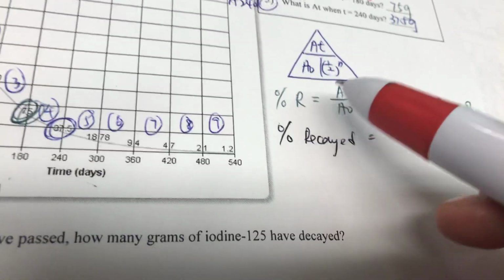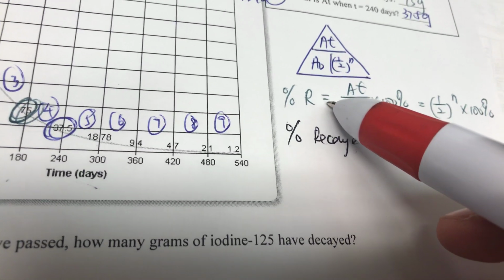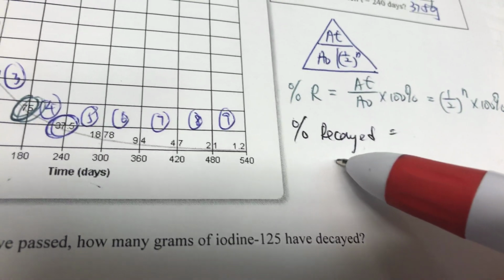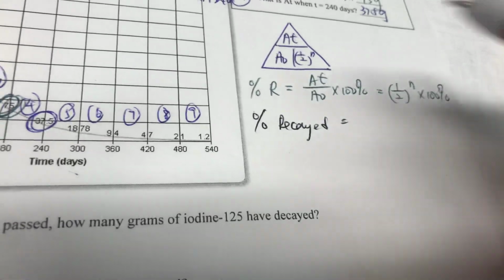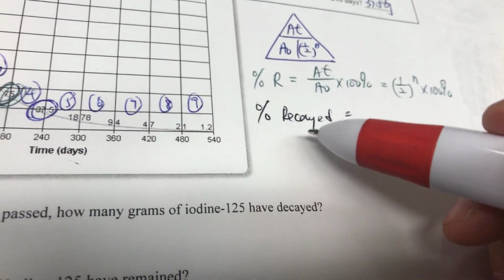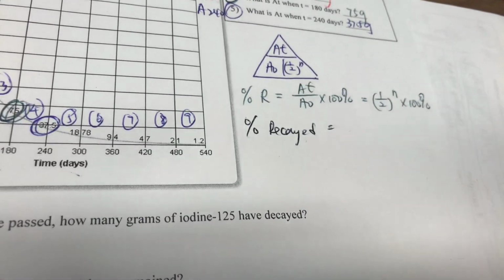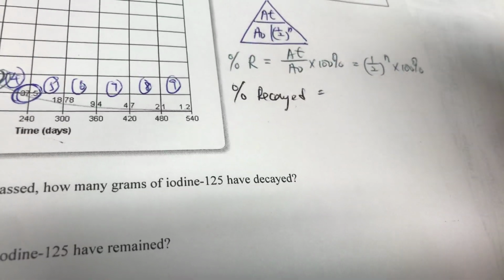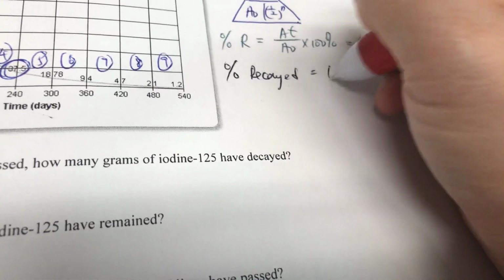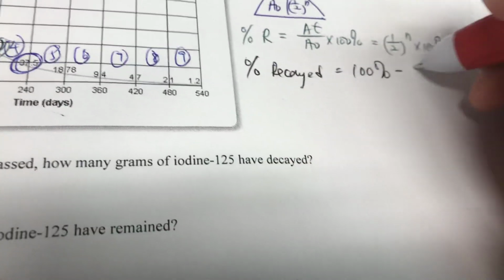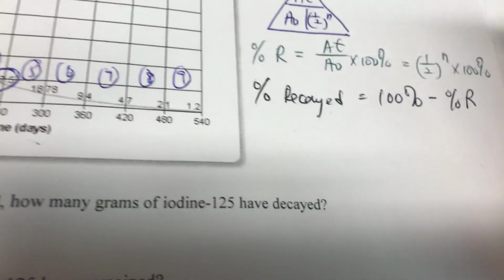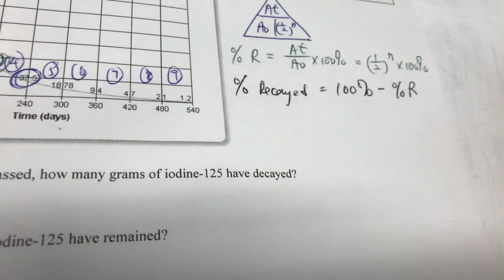So the same thing is here. You calculate your percent remaining. Now I want to find out how much is gone. So original number will be A0, but because we're using percentage, we can't use A0 because A0 is like grams. We have to use original amount. Original amount will be 100%. So we take original 100% minus how much remains in percent, then will be the percent decay.